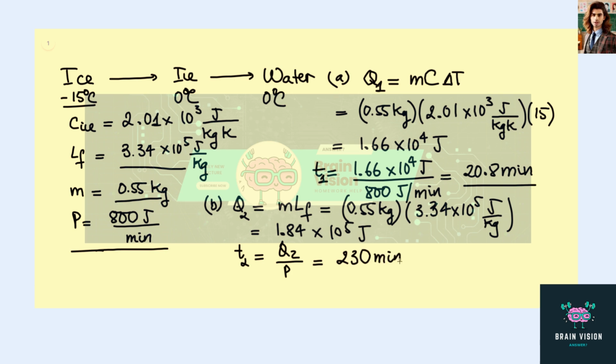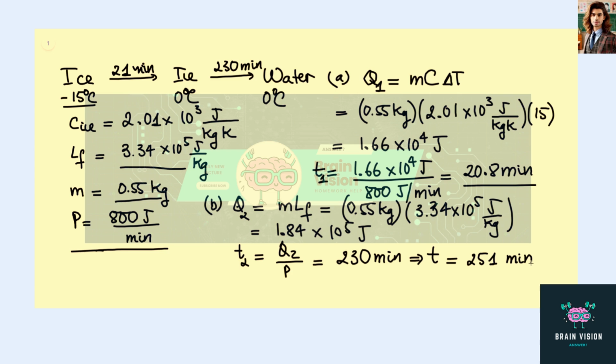So in total, you will need 21 minutes to heat up the ice from negative 15 to 0, and then 230 minutes to melt the ice. So the total time that it would take is going to be 251 minutes to completely melt the ice starting from negative 15 degrees Celsius.